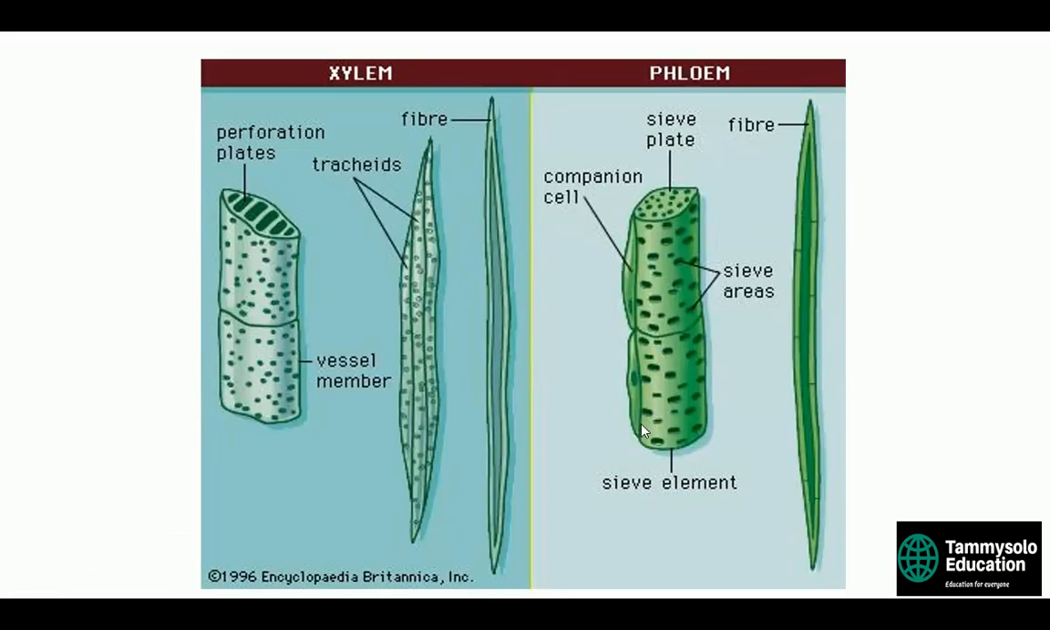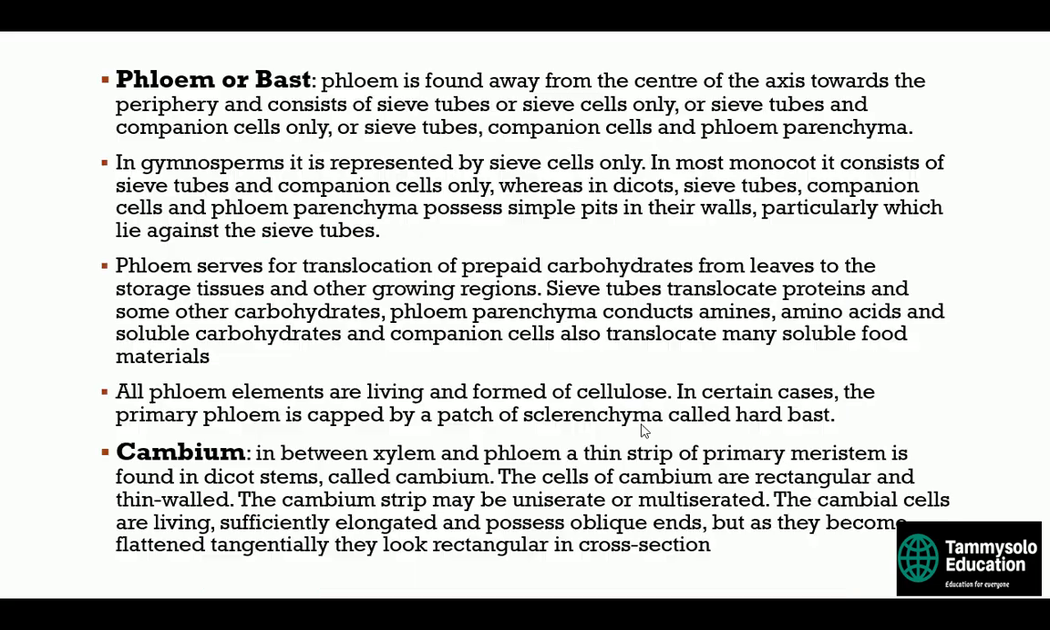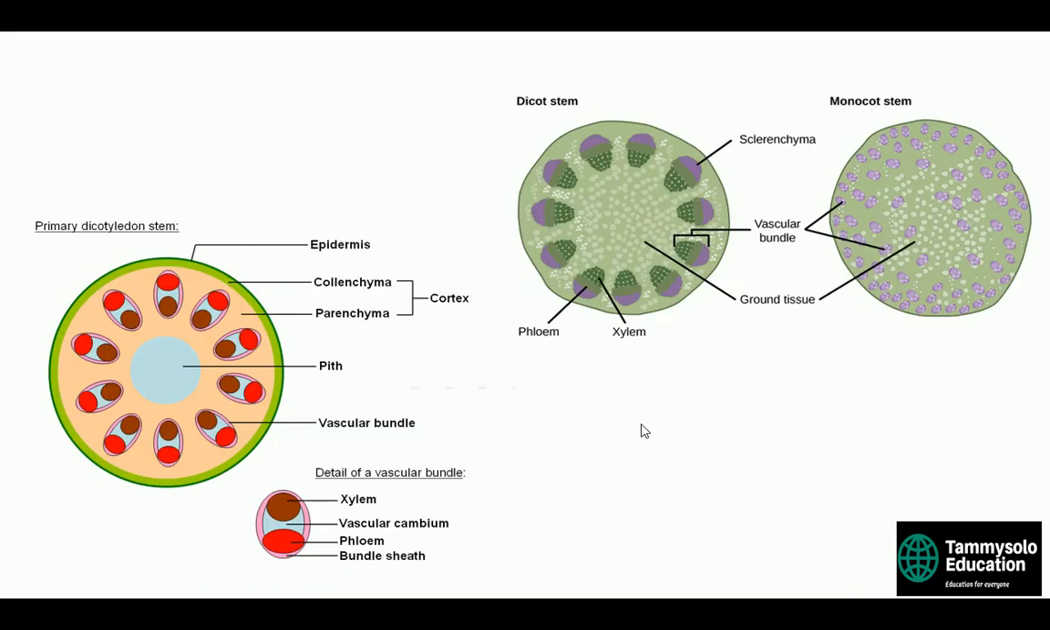So that's all for this lecture. Let me just draw back to this. You see the vascular cambium in between the xylem and the phloem. So that's what we're talking about. The xylem, cambium and phloem make up the vascular tissue.